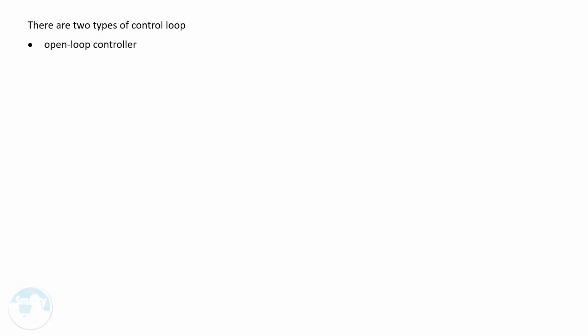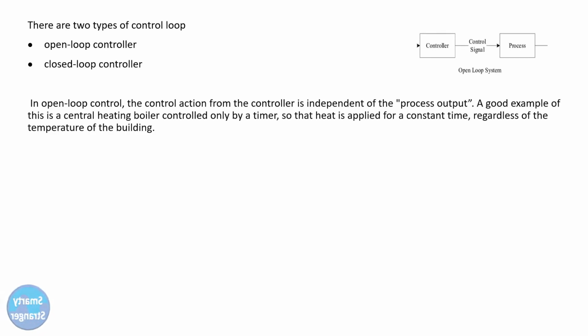There are two types of control loop: open-loop controller, closed-loop controller. In open-loop control, the control action from the controller is independent of the process output. A good example of this is a central heating boiler controlled only by a timer, so that heat is applied for a constant time, regardless of the temperature of the building.